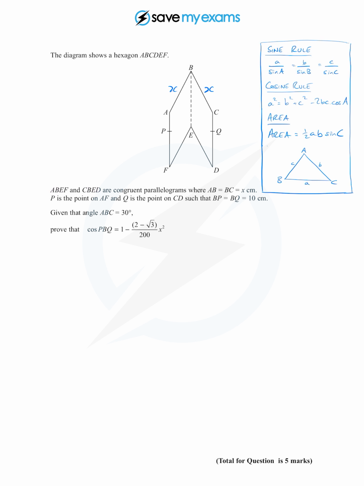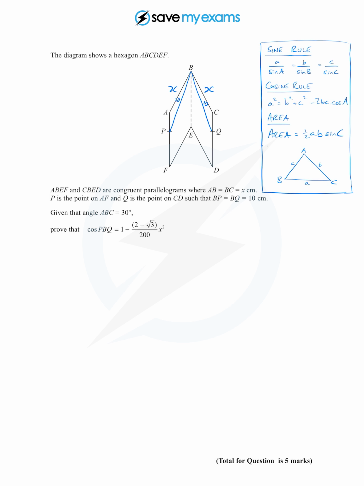Well, it tells us that P is the point on AF. So there's P, and it's the point on AF. And Q is the point on CD, such that BP, we better draw these in, BP, there it is, equals BQ, and they're both equal to 10. All right, this diagram is getting quite complicated already.